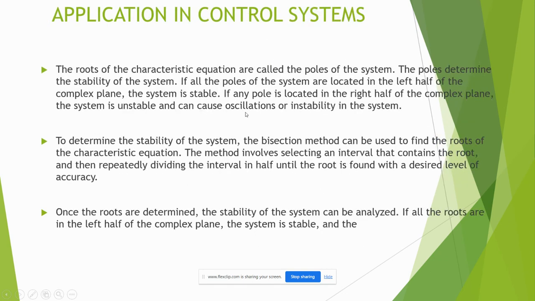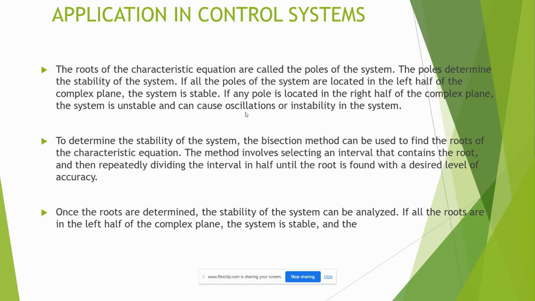So what are the applications in control systems? This is the application from the EC point of view. We know that the characteristic equation is f of x by g of x, and here g of x equal to 0 is the characteristic equation. We will find out the poles of the system, and the poles of the system will definitely define the stability of the system. If the poles lie in the left half of the plane, then we know that it's stable, and if they lie in the right half of the plane, then it is not stable.